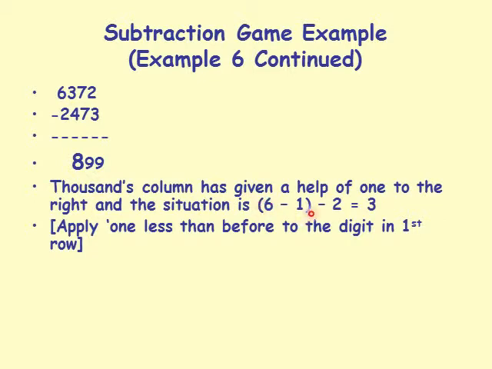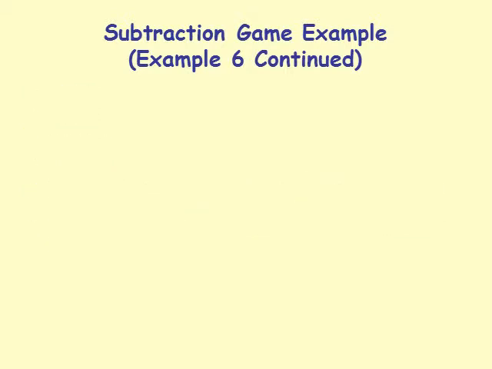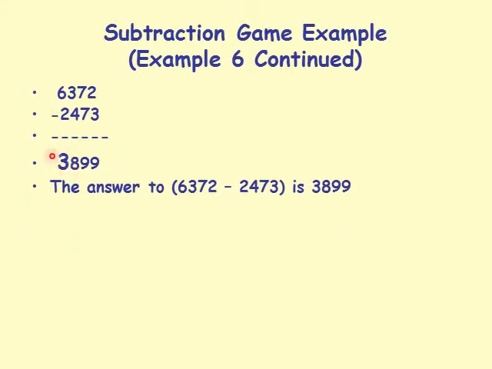So this column has given, so the situation is 6 minus 1 minus 2. 6 minus 1 is 5, minus 2 is 3. So we apply 1 less than before to the digit in the first row. What digit in the first row? Our own player. So 1 less than before we apply to our own player, and all from 9 and last from 10 we apply to the challenging players. So now I have 3 in the leftmost column, and we can restate that 6372 minus 2473 is 3899.